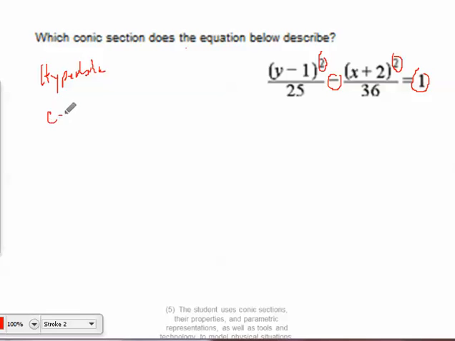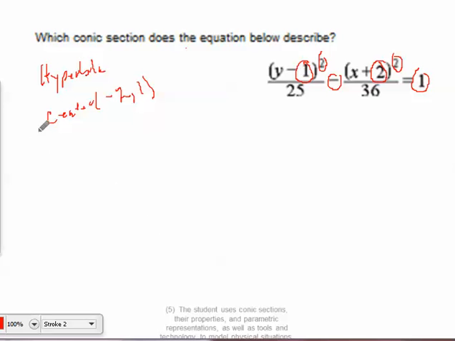Where's my center? The center of this one is going to be at -2, 1. -2, well, there's the value that's subtracted from the x. You've got to use the opposite sign there, -2. And there's the value subtracted from the y, 1. That's where my center is going to be located.